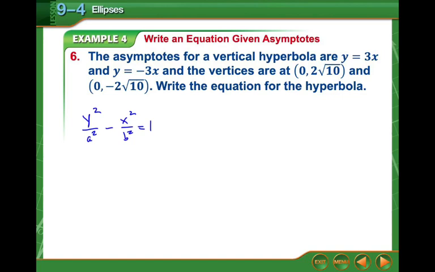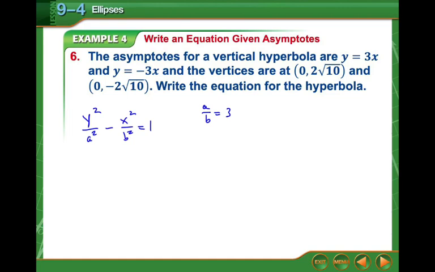So the equation for the asymptotes, the first thing that happens with that, it's just going to be b over a times x when it's horizontal. When it's vertical like this one, it's a over b times x. And it's plus or minus that. That's why there's two different ones. One's plus, one's minus. So a over b equals 3. So we know that now.